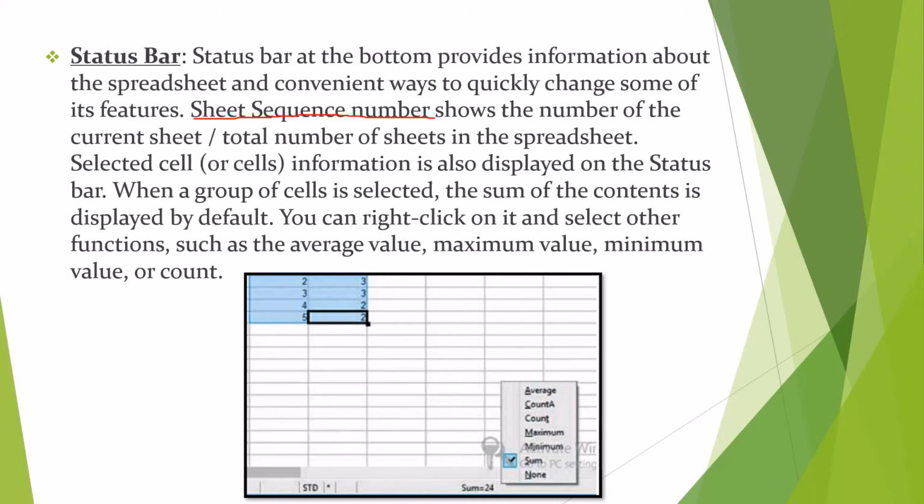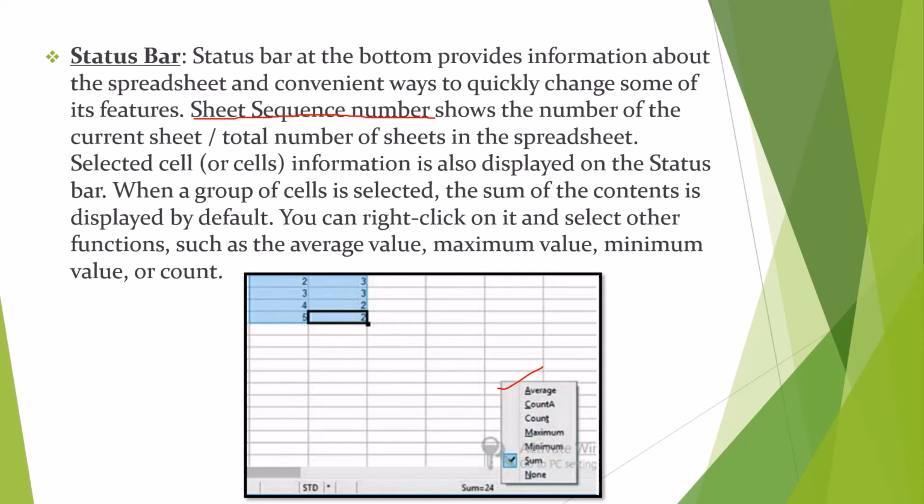Selected cell information is also displayed on the status bar, means the information of the active cell will also be displayed. When a group of cells is selected, what will happen? The sum of the contents is displayed by default, means their sum will be displayed. If you want to change it, you can just right-click it and you will be shown a number of options like average, count, minimum, maximum. All these will be displayed.